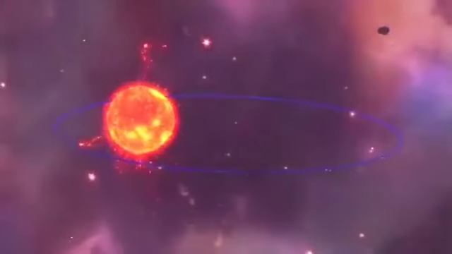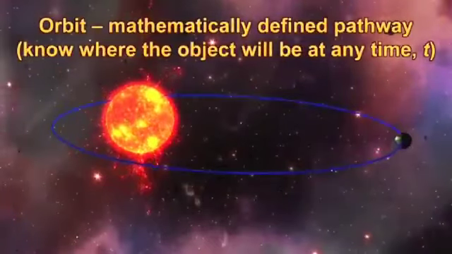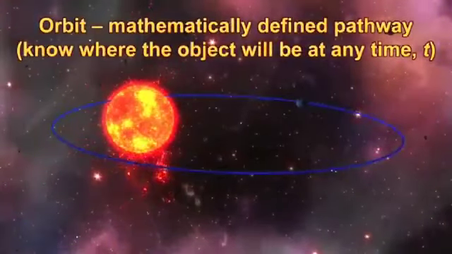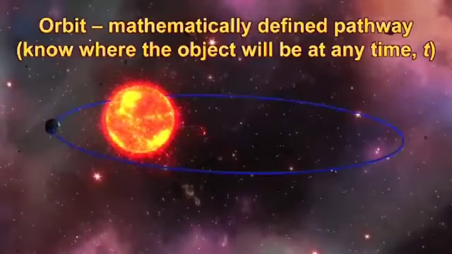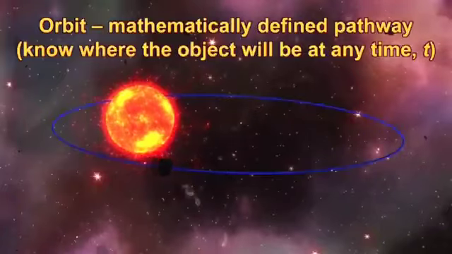An orbital should never be confused with an orbit. An orbit is a mathematically defined pathway. For example, how the Earth orbits the Sun. Using classical Newtonian physics, we can predict where the Earth will be on the orbit at some time t and where it was at some time t.